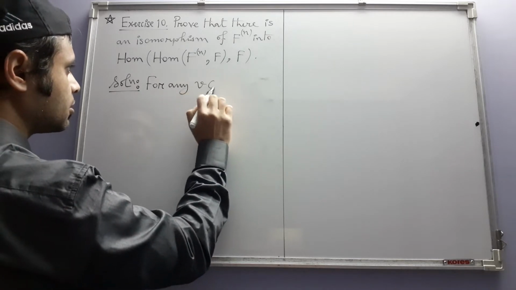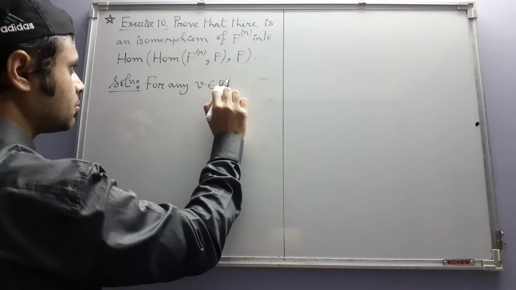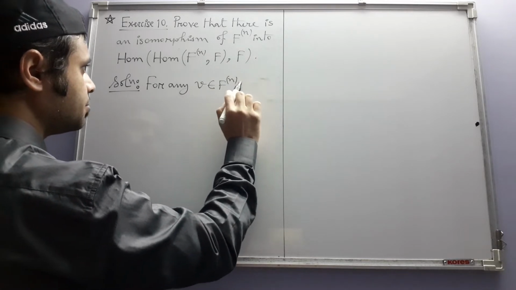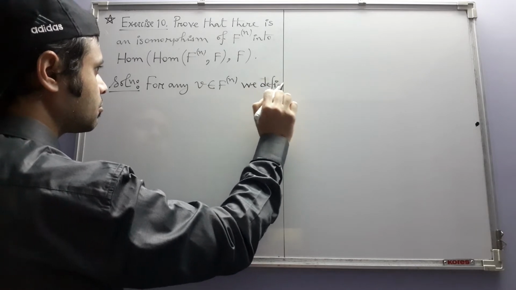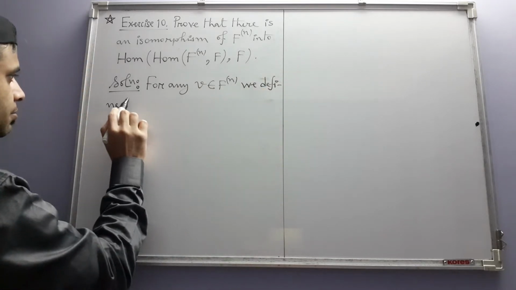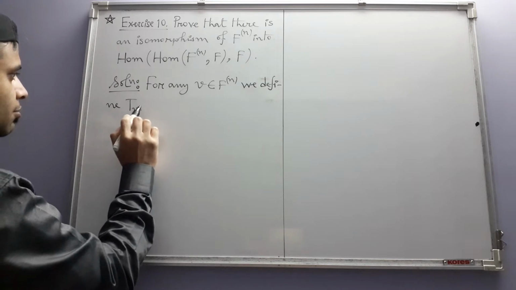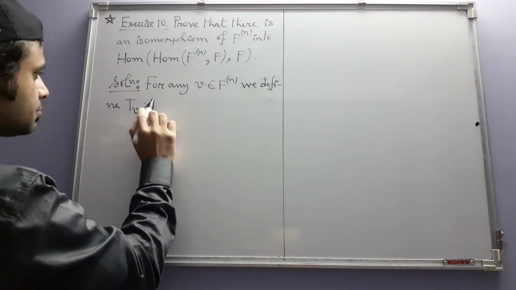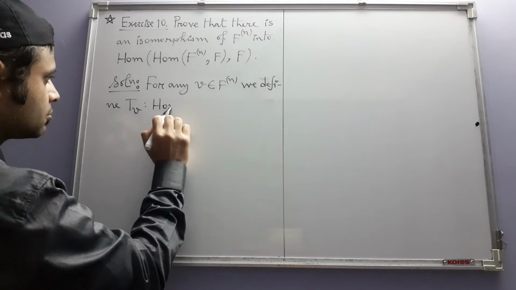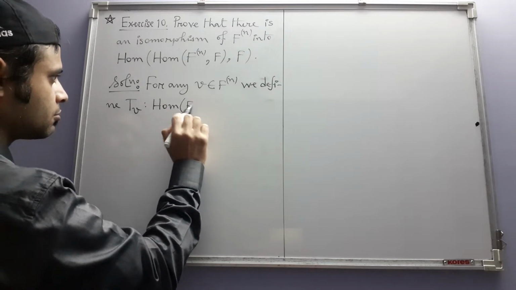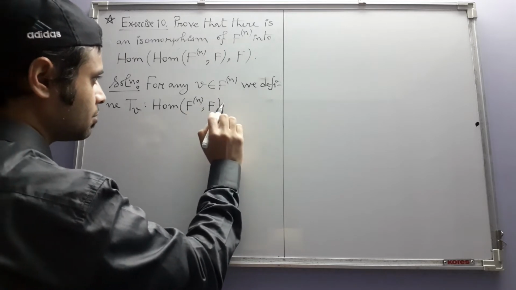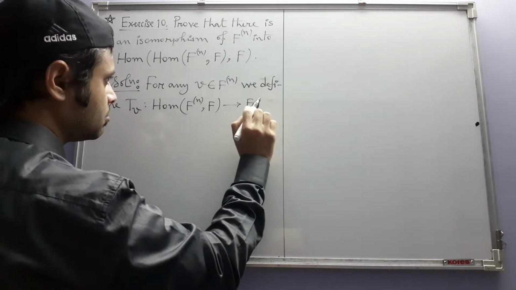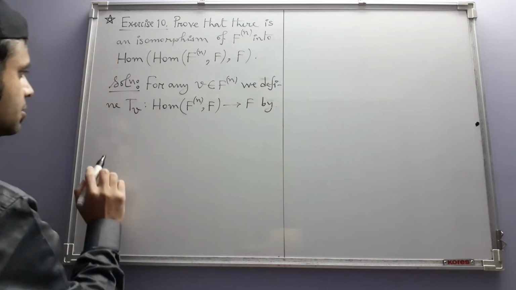For any vector v in Fn, we define a function Tv from this into F by this formula.